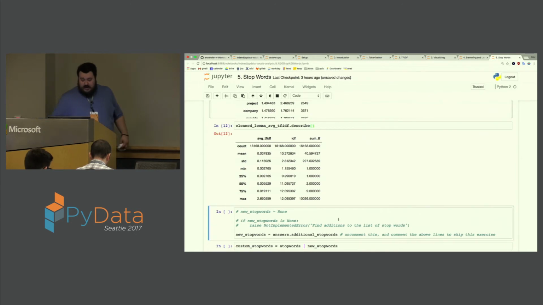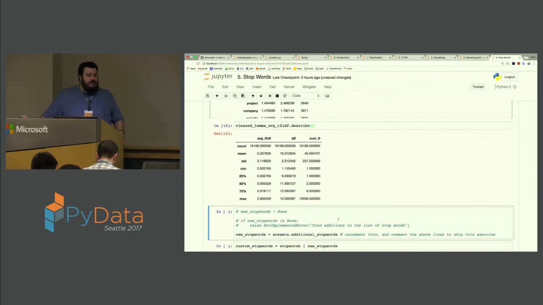I would say go ahead and pick your own stop words now. You could either make a list or maybe just select a group from the data frame, however you want to do it.